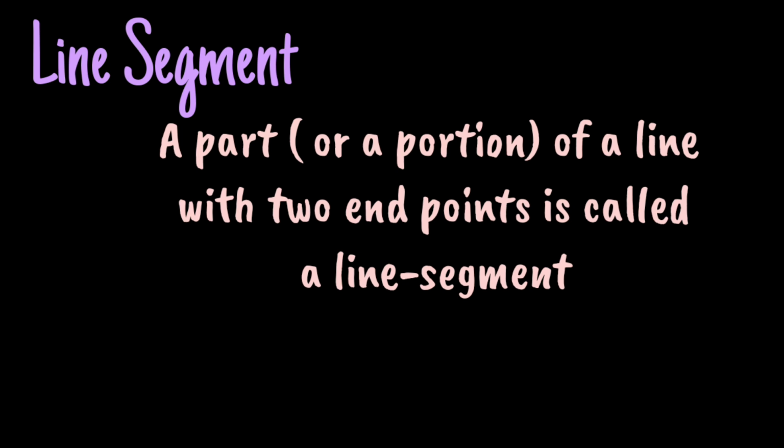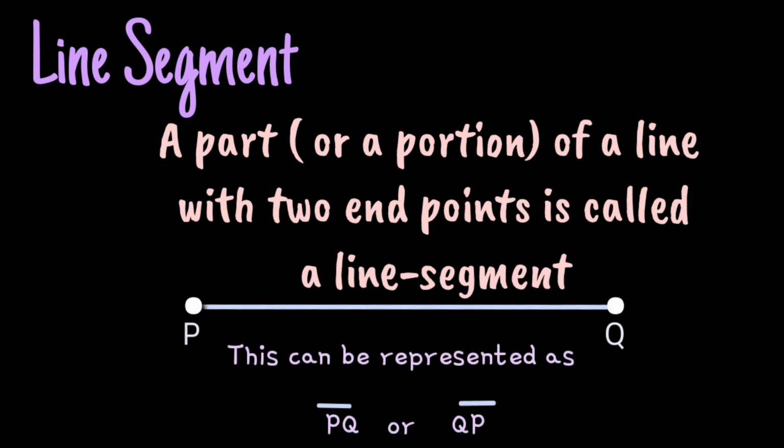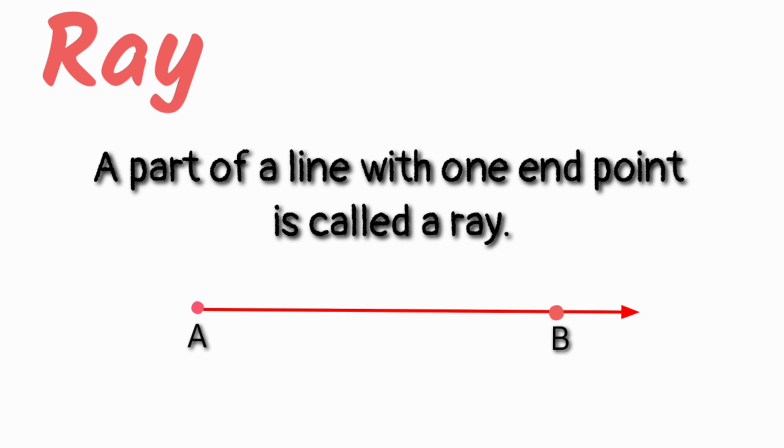Line segment. It's a part of a line. It has two endpoints. We can measure the length. All these you know very well about a line segment. Next is ray. It is also a part of a line with one endpoint. We name it as ray AB. Remember, when we name a ray, we have to start the name with the endpoint. Ray AB is not the same as ray BA.